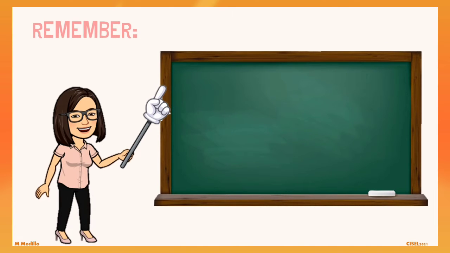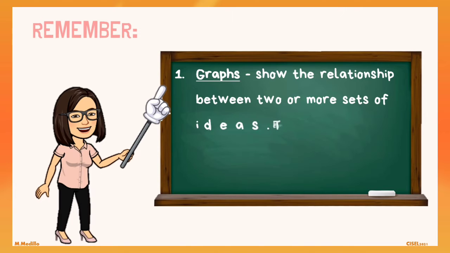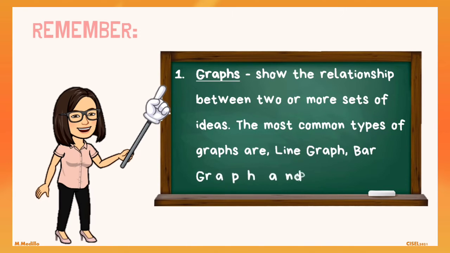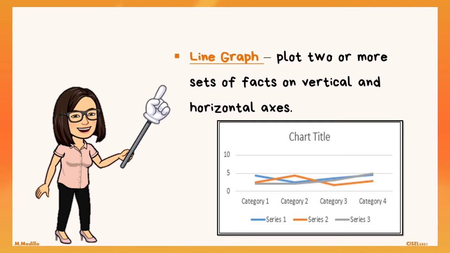Children, you have to remember the following. Number 1, graphs. Graphs show the relationship between two or more sets of ideas. The most common types of graphs are line graph, bar graph, and pie chart. The first common type of graph is the line graph. The line graph plots two or more sets of facts on vertical and horizontal axes.